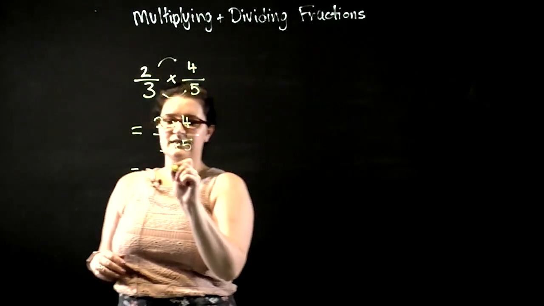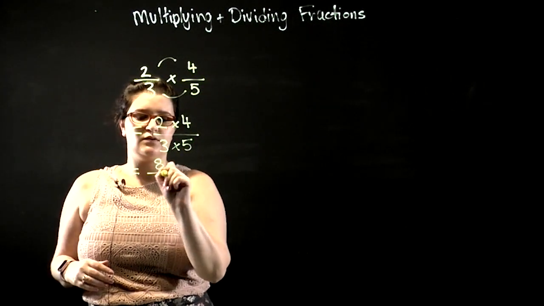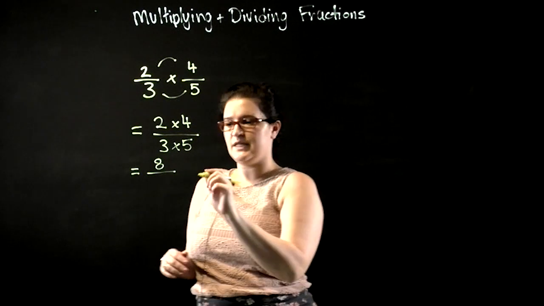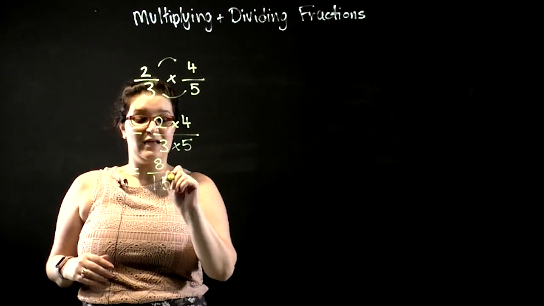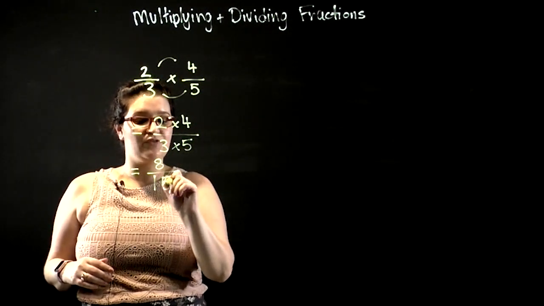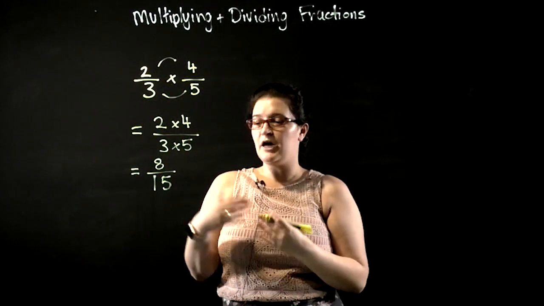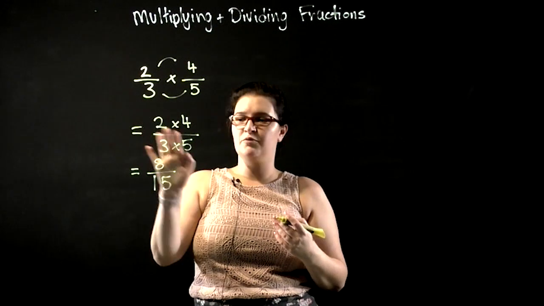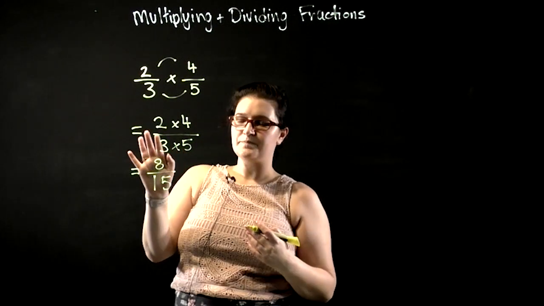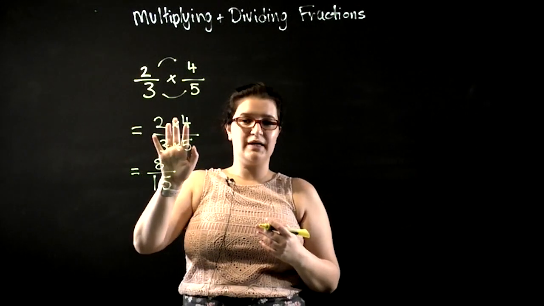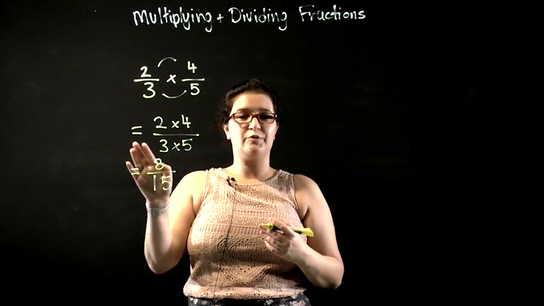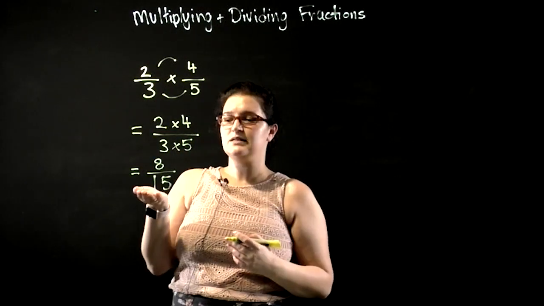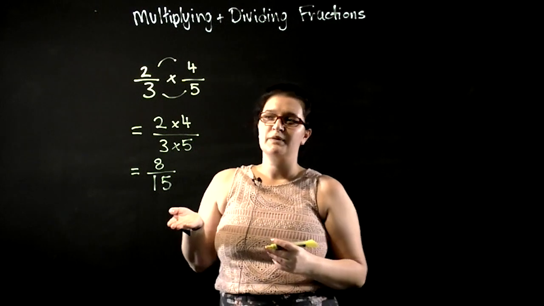which gives me 8 over 15. And I might think about, well, can I simplify that any further? And I know I can't, because when I look back up here, there are no common factors in my numerator and my denominator. So 4 is made up of only 2's, and 3 and 5 are prime. Nothing's the same, so I know that that's the simplest form for that fraction.